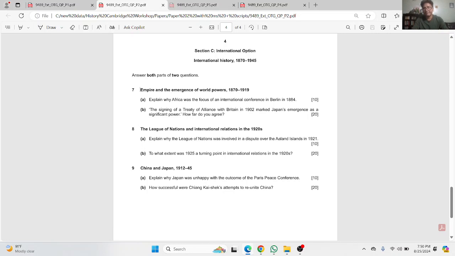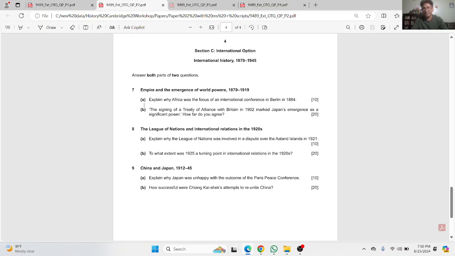For example, we have the question 7 here. It has part A, explain why Africa was the focus of an international conference in Berlin in 1884. So this carries 10 marks. This is a causation question. You have to give reasons with developed explanation. At least you are required to provide 2 developed reasons at this stage, and if you write 3, that would be a very ideal condition.